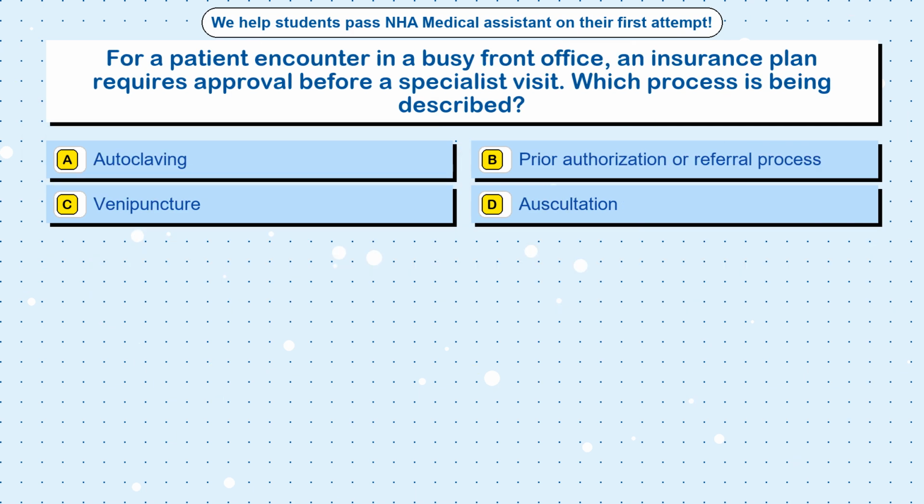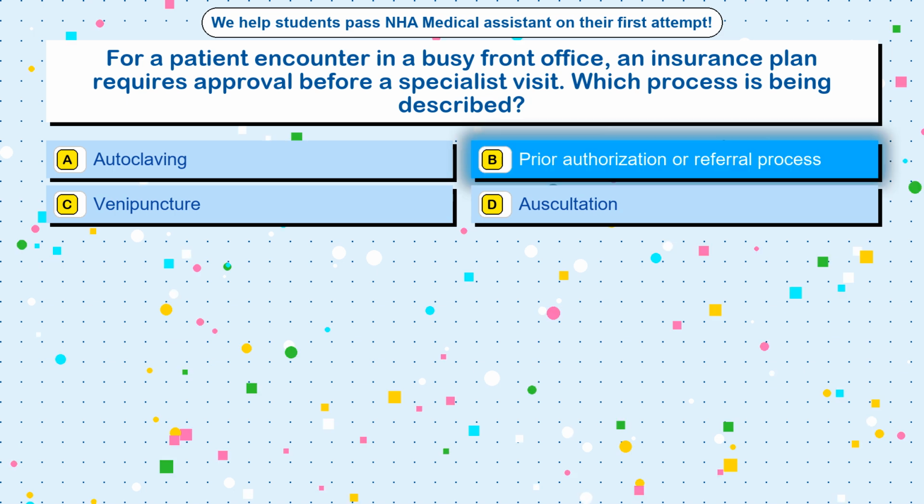Question 72. For a patient encounter in a busy front office, an insurance plan requires approval before a specialist visit. Which process is being described? Option A. Autoclaving. Option B. Prior authorization or referral process. Option C. Venipuncture. Option D. Auscultation. The correct answer is option B.